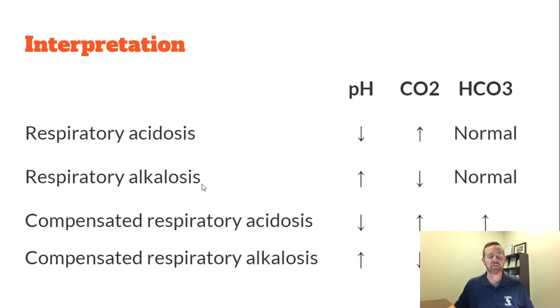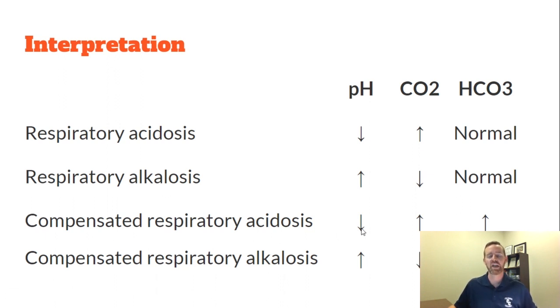In a respiratory alkalosis, you'll have an elevated pH and a low CO2. Remember, CO2, think of that as acid, right? So alkalytic blood means, with a low CO2, you have a respiratory alkalosis. And that, of course, is with a normal bicarbonate. And then sometimes, of course, your body tries to compensate, right?